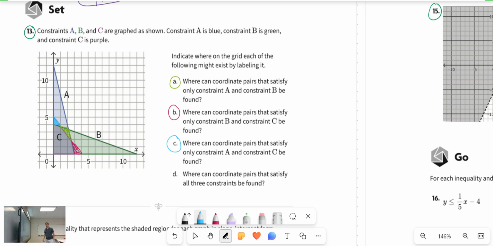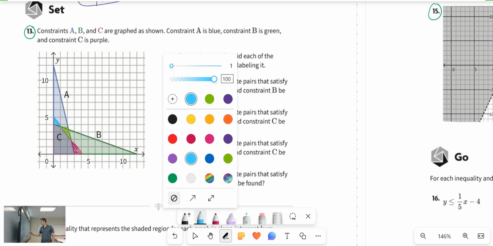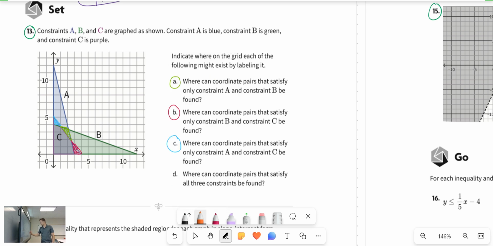Excellent. And then finally, where can coordinate pairs that satisfy all three constraints be found? What color do we want? How about orange? We'll do orange for all three of them. That's going to be in this section here. Did it draw? Yes, it did. Okay, there we go. It's going to be in this section here, and that is where all of them overlap.